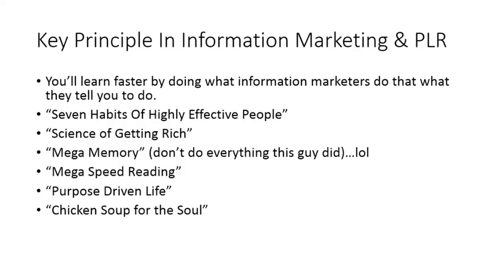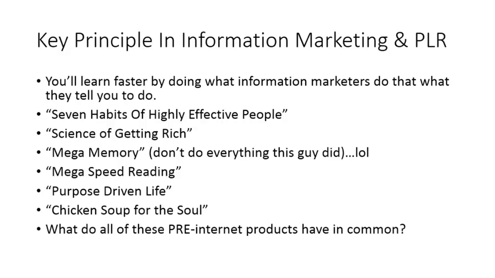All these are information marketers, and they are prolific. And notice I pick people that don't necessarily market on the internet, right? Because the principle is the same. When you understand this principle, you are going to get it, and you're going to be a phenomenal information marketer with the PLR that you have. Understand this. What do all of these pre-internet products have in common? Right? What do they all have in common? Other than the fact that they sold a gazillion, billion, jillion copies. Other than they made these guys rich. What do they all have in common?